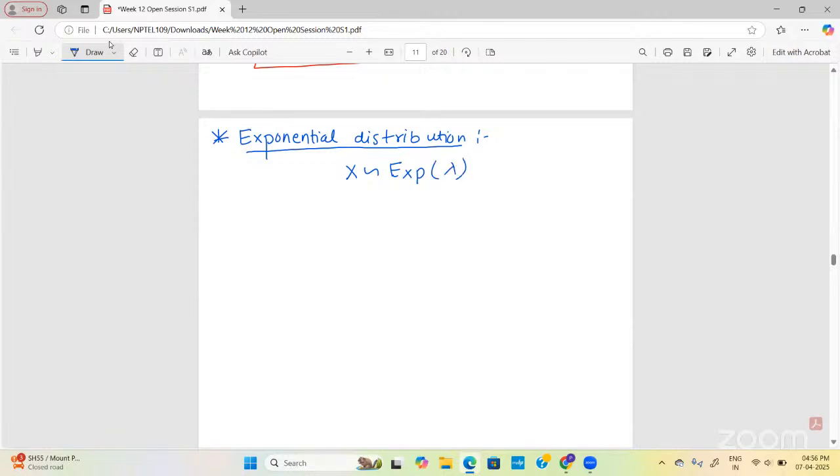Okay, so in uniform distribution, two parameters were there, A and B. Here we have parameter lambda. And the PDF is defined as lambda e to the power minus lambda x. Here x takes values greater than 0, so it is basically defined for non-negative values, and it will be 0 otherwise.